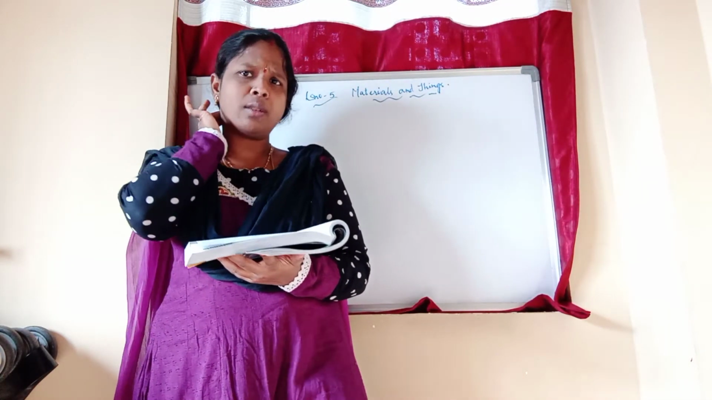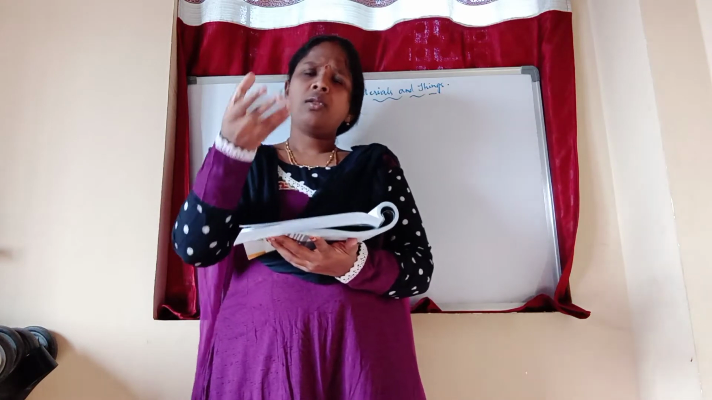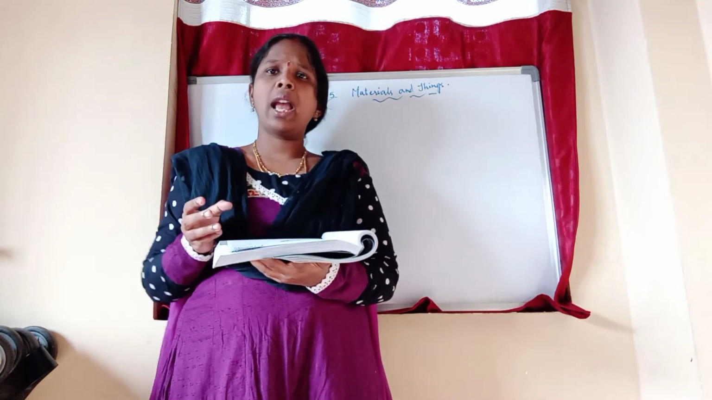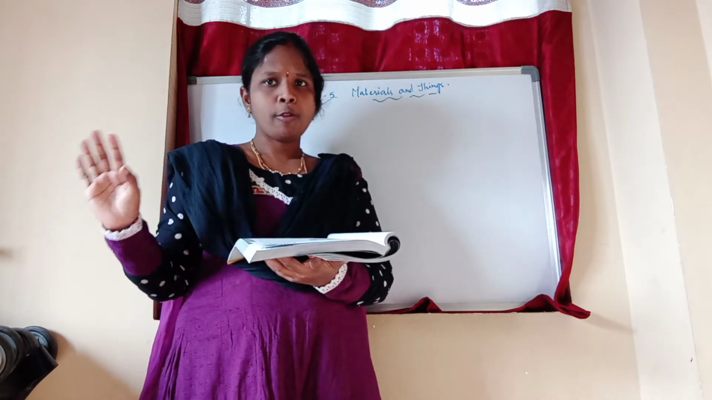And also, for example, a box. A box is there, whether it is plastic or steel. So they will use the steel. So in this way, we will be having differences. All objects will not be made up of the same type of material.